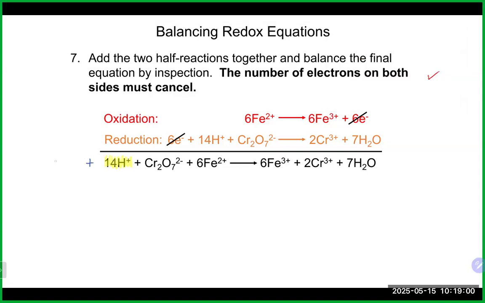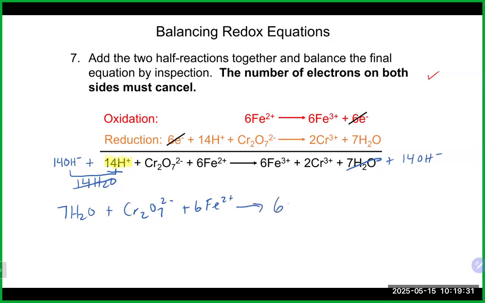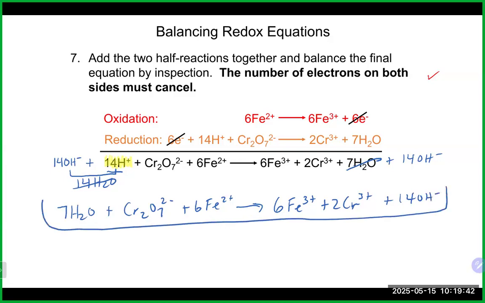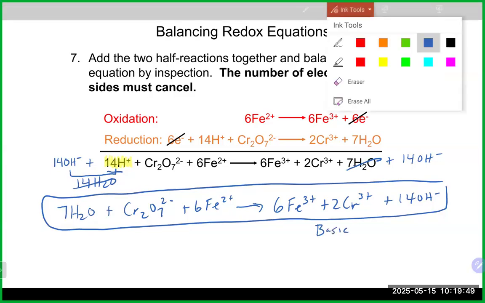And if I do that, I'm going to add 14 OH minuses, which is equal to the amount of H pluses I have, to both sides. And again, this side where we added it, where there's the H plus and OH minus, will combine to make 14 waters. At this point, you could reduce down the waters. There's 7 on that side. That then would become 7 waters plus our Cr2O7 2 minus plus Fe 6 and Fe 3 there, our couple chromiums on this side, and our 14 OH minuses. This then would be balanced in basic conditions. And just like that, I turned it into basic conditions.